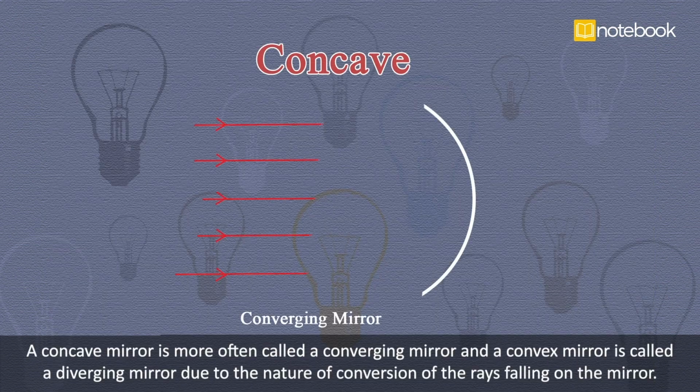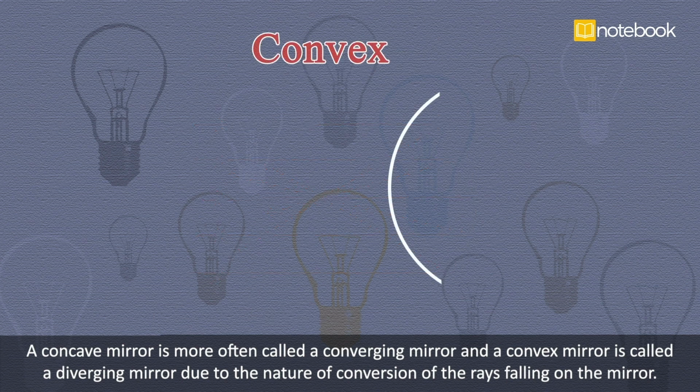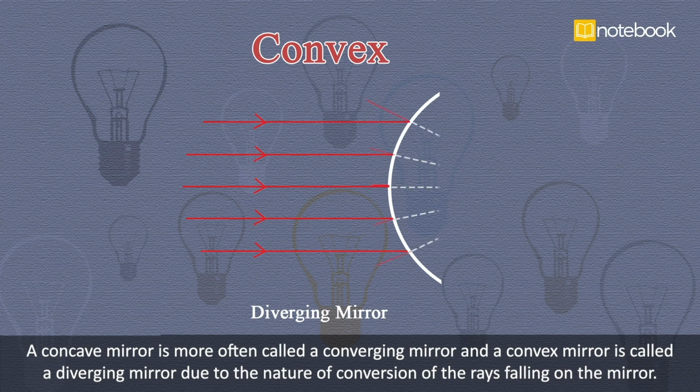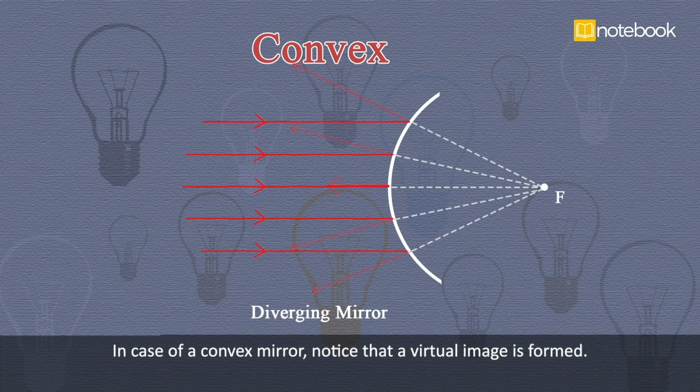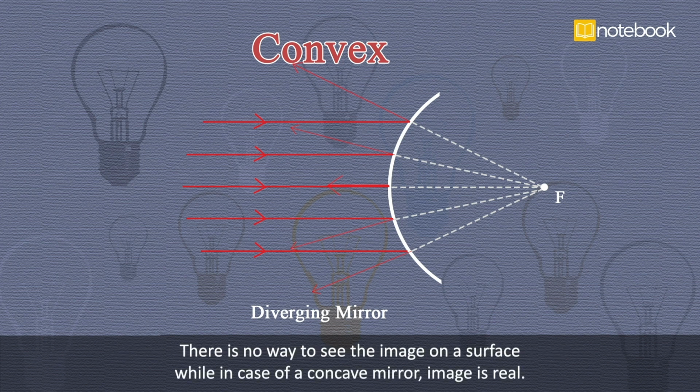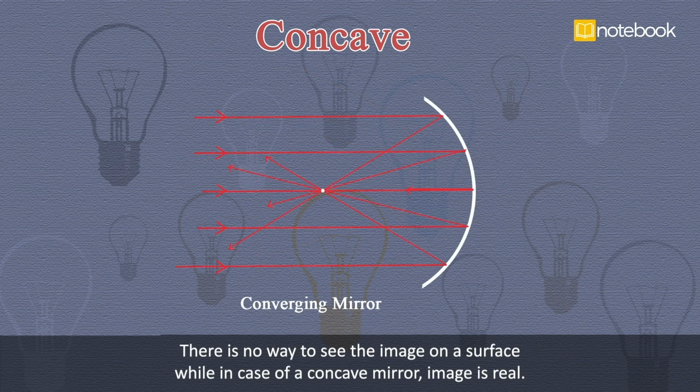A concave mirror is more often called a converging mirror, and a convex mirror is called a diverging mirror, due to the nature of convergence of the rays falling on the mirror. In case of a convex mirror, notice that a virtual image is formed. There is no way to see the image on a surface, while in case of a concave mirror, the image is real.